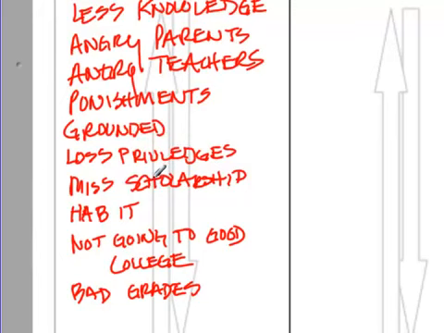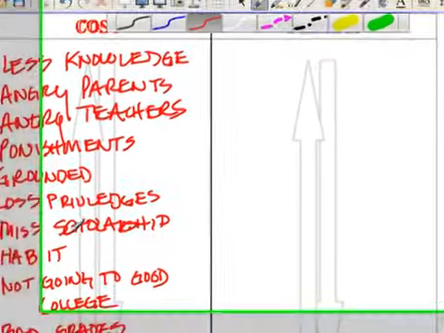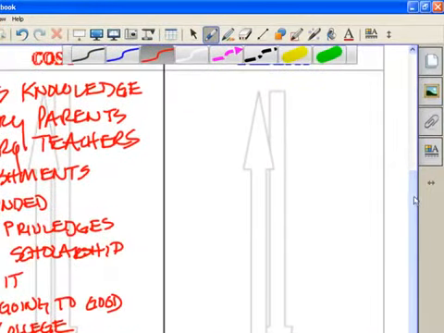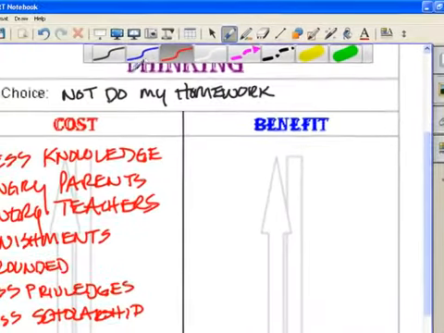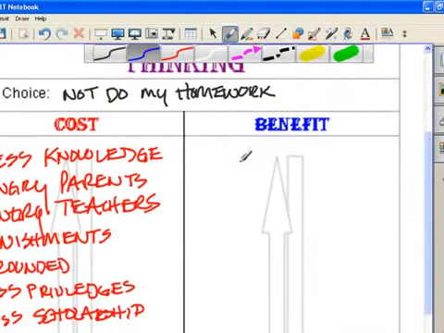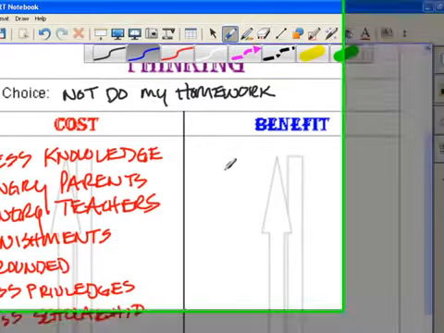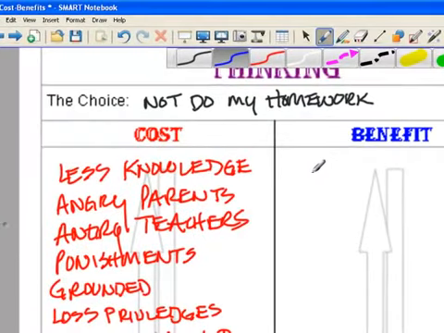Okay. Anything else you can think of? There might be more. Okay. Once you've gotten where you believe you've gotten all of your costs, then you want to come over and do benefits. Now, you can do benefits first. I don't care, but you've got to get them both. Okay. What are the benefits to not doing your homework?